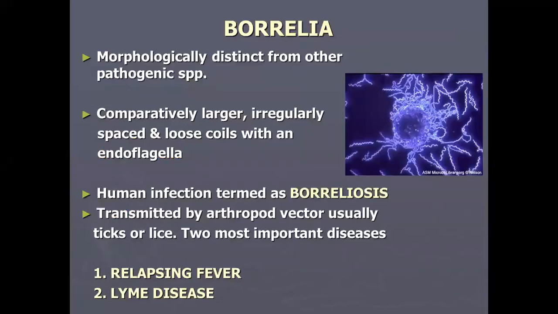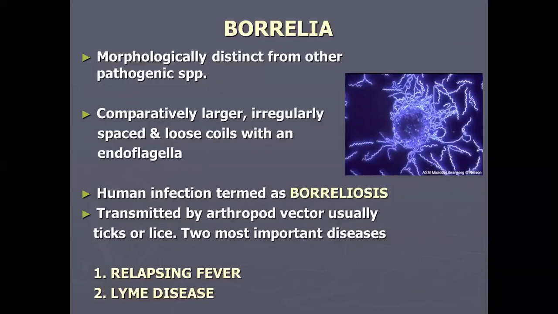Now the Borrelia, morphologically, or if you look into their structure, are distinct from the other non-pathogenic species of the Borrelia. So we do have some non-pathogenic species of the Borrelia, but Borrelia recurrentis and Borrelia burgdorferi are the 2 pathogenic species. Now the Borrelia disease is not that common in Pakistan. It is very, very common in the United States on both ends, I mean, in the Pacific Ocean and the Atlantic area, the east and west coast of the United States.